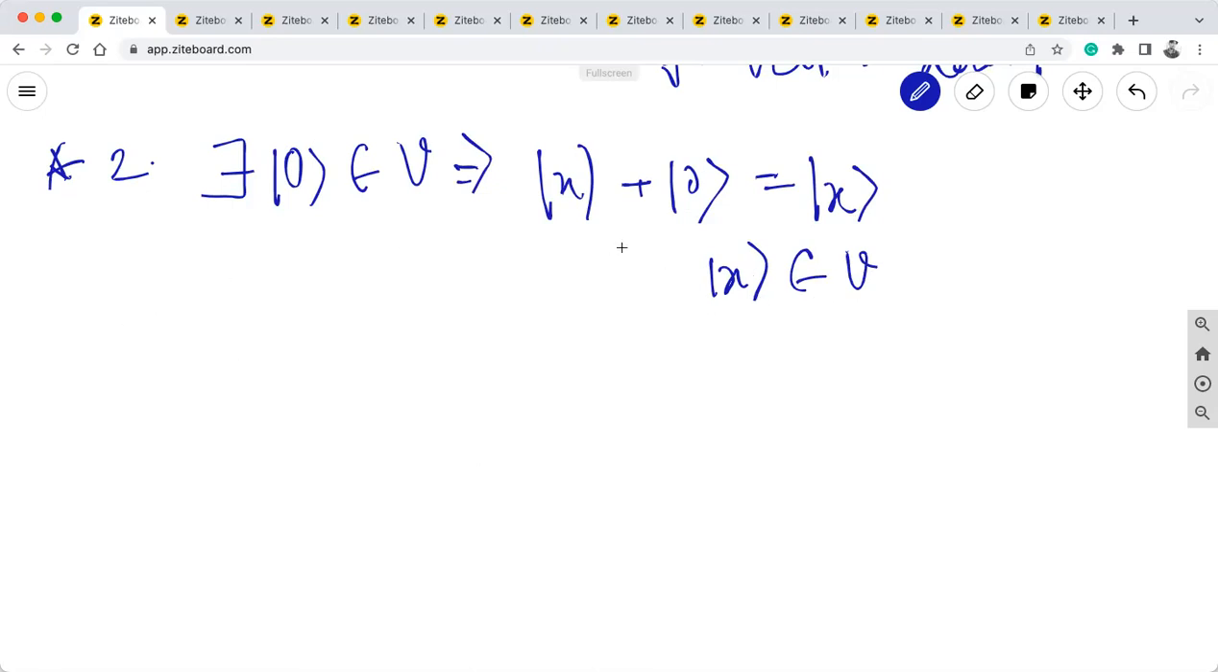And due to this element, the vector addition property is justified. So you will come across elements, for example −|x⟩ and +|x⟩, and it will result in the zero vector. This kind of addition is possible because of the zero vector.